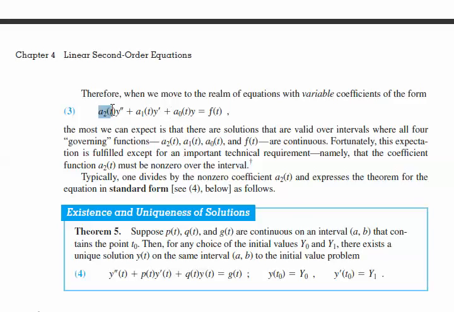So since this thing is never 0, we can just divide it out. So a sub 1 over a sub 2 is p of t, and a sub naught over a sub 2 is q of t, and f of t over a sub 2 is g of t. And then they say there is a unique solution to this differential equation with 1 in the front.